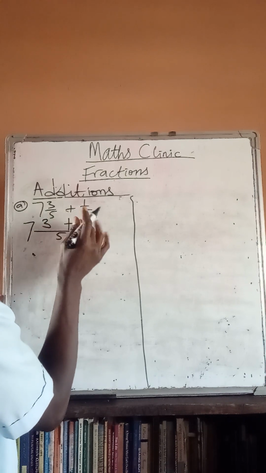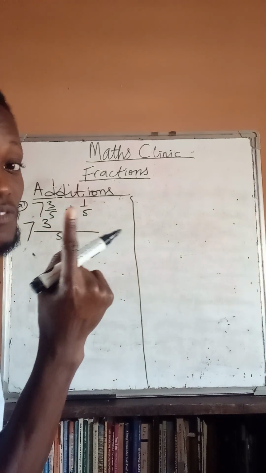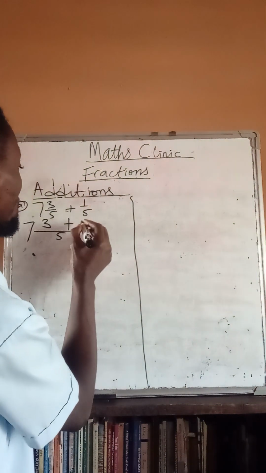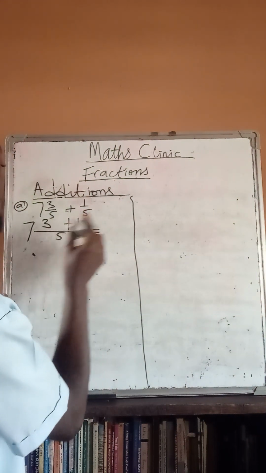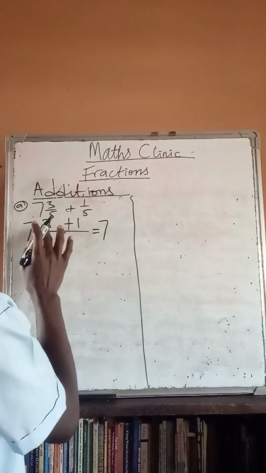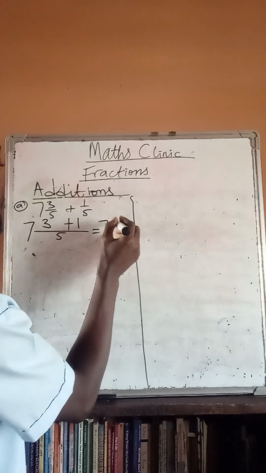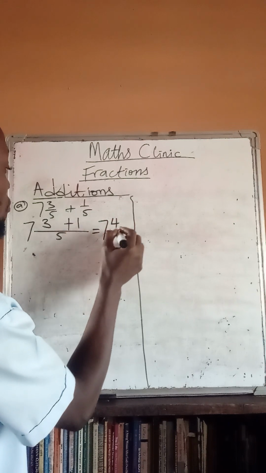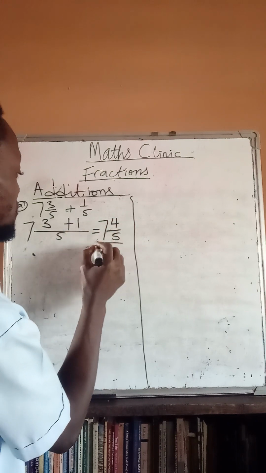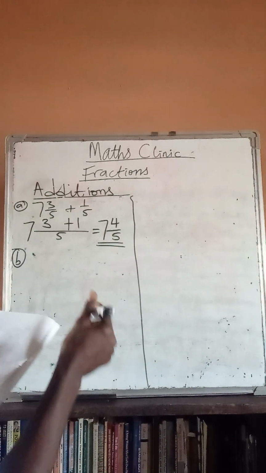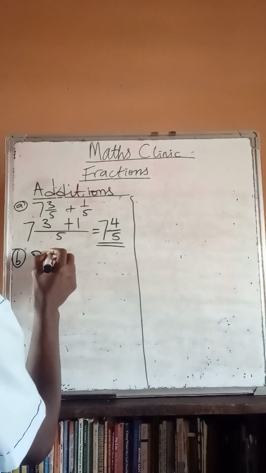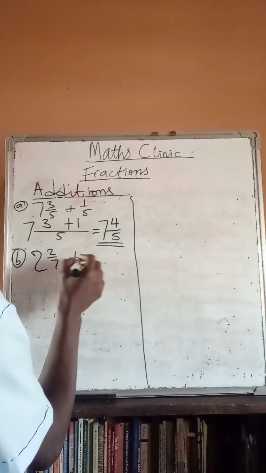Put your plus sign. 5 divided by 5 will also give you 1, times this 1 will give you 1. So we write out your 7 whole number, 3 plus 1 will give you 4/5. That is the answer for this. Okay, so the next one is 2 whole number, 2/7 plus 1 whole number, 3/7.